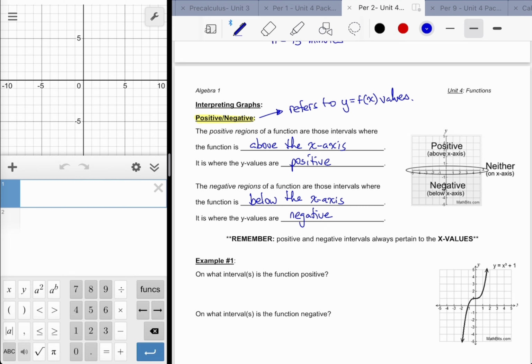All right, it seems to be a pretty simple process. Oh, not even process, just concept. The process itself is a little bit more complicated because what we have to do, when you see the examples on what intervals is the function positive, it's asking us, and it's kind of a strange, overly wordy explanation, for which values of x are the y equals f of x values above the x-axis?